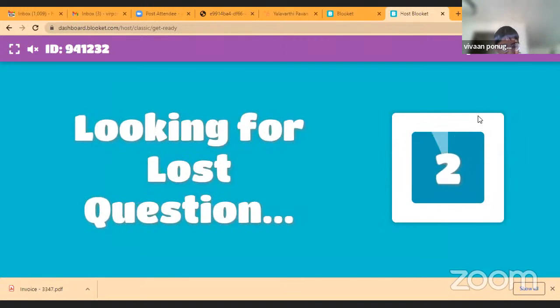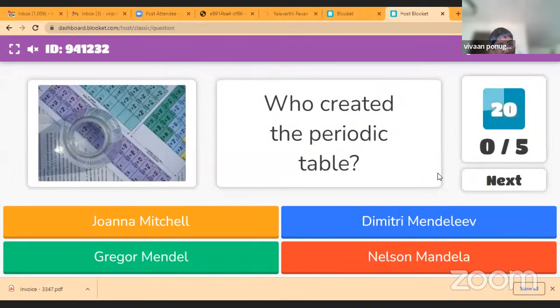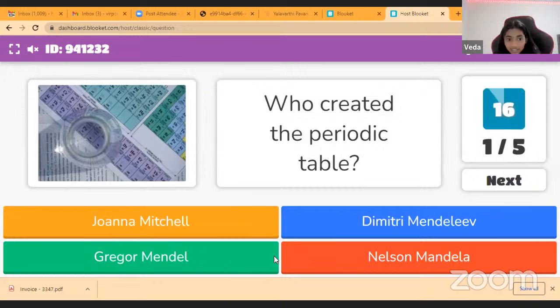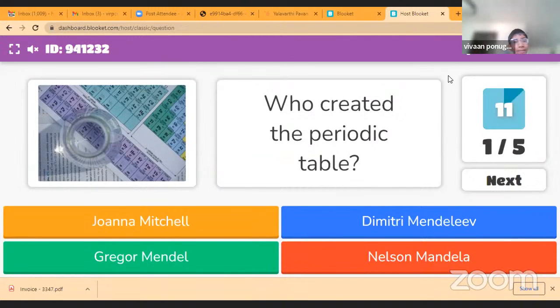Last question. Who created the periodic table? Come on, this is so easy. It's totally Gregor Mendel. I mean, we all know that it's Gregor Mendel. There's no way it's not Gregor Mendel.